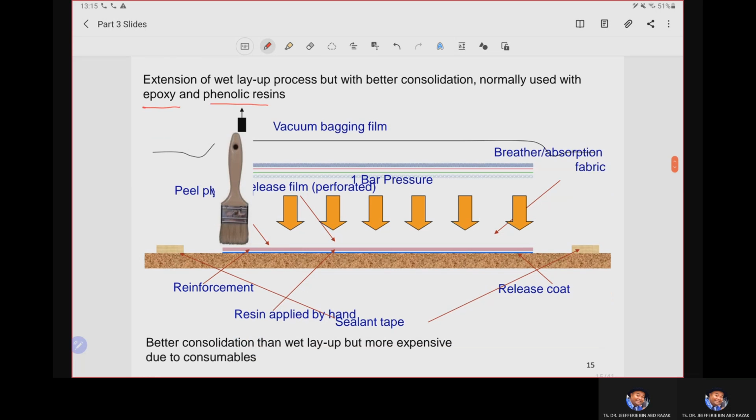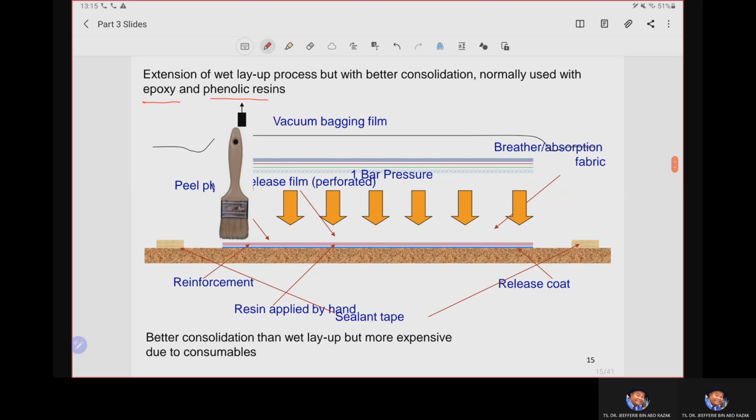However, the drawback of this method is that it is a little bit pricey, because we require many kinds of consumables to perform the vacuum bagging operation. We need the additional sealant tape here, the breather fabric, perforated film, and many others to perform this vacuum bagging operation.